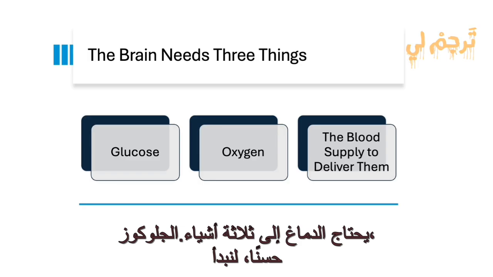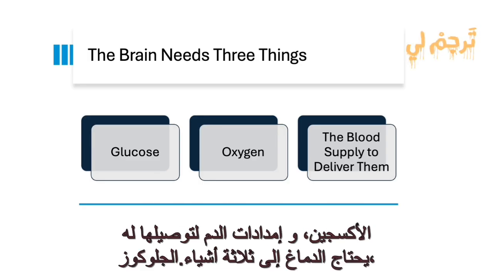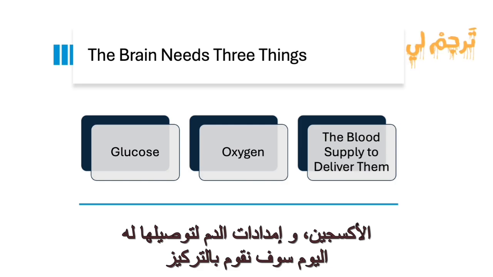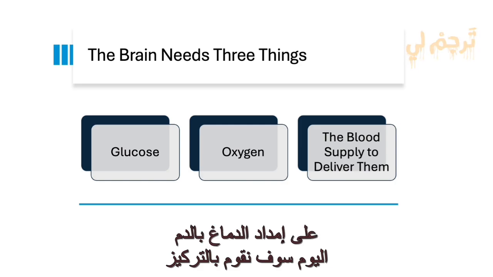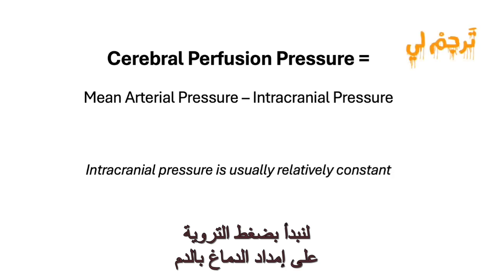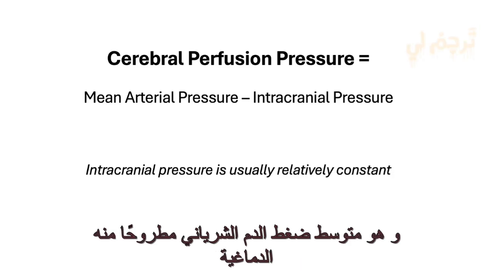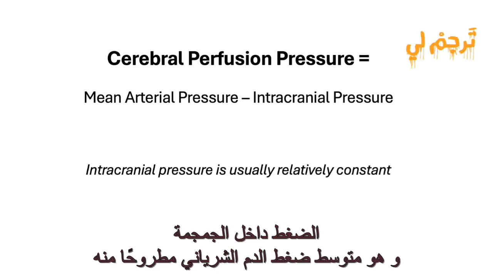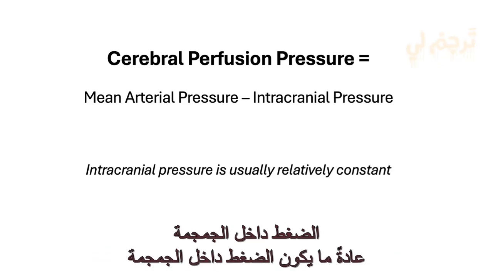The brain needs three things: glucose, oxygen, and the blood supply to deliver them. Today, we are going to concentrate on the cerebral blood supply. Let's start with cerebral perfusion pressure. That is the mean arterial pressure minus the intracranial pressure. The intracranial pressure is usually relatively constant.